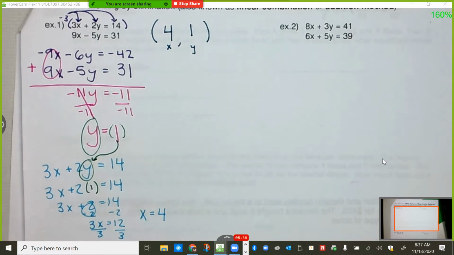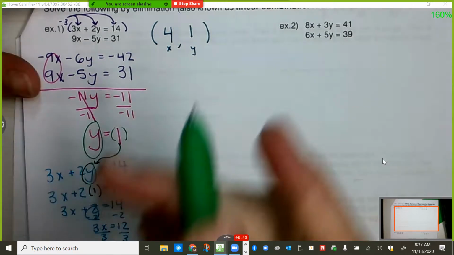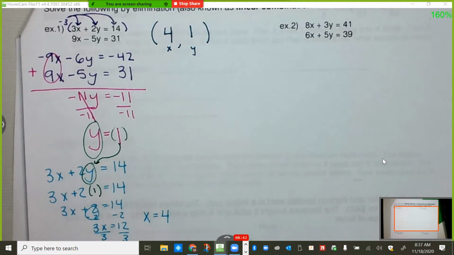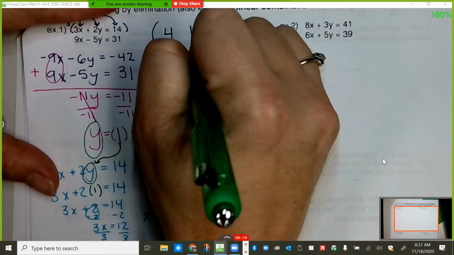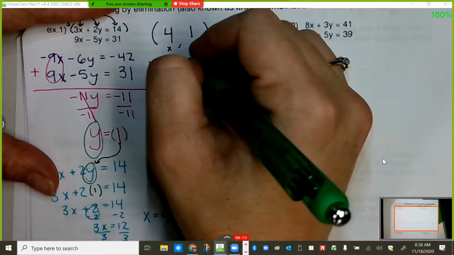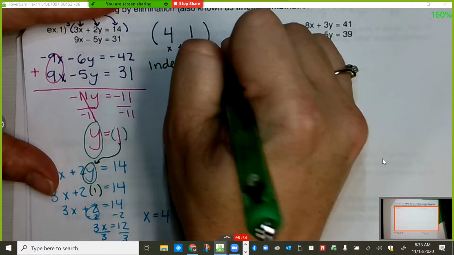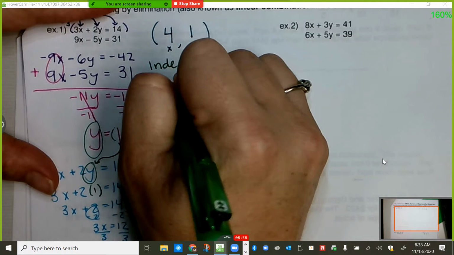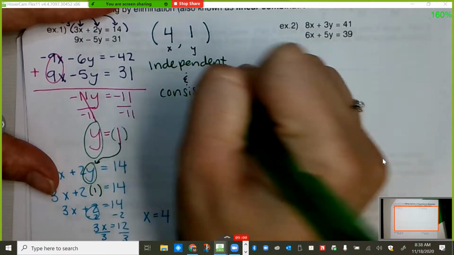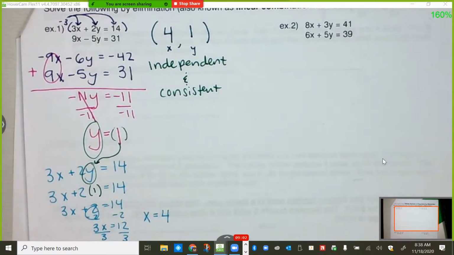Now, what kind of solution is this? Huh? It's a point, but what kind of system? Sorry. Not solution. Kind of system. Independent and consistent. Why is it independent? How many solutions are there? 1. That's why it's independent, because there's only one solution. And it's consistent because it has a solution. Okay?